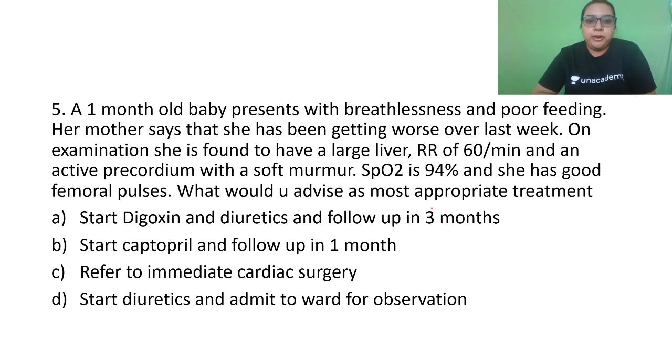A 1-month-old baby presents with breathlessness and poor feeding. Her mother says that she has been getting worse over last week. On examination, she is found to have a large liver. RR is 60 per minute and an active precordium with a soft murmur. SpO2 is 94% and she has good femoral pulses. What would you advise as most appropriate treatment?